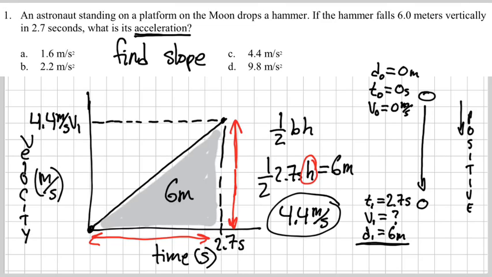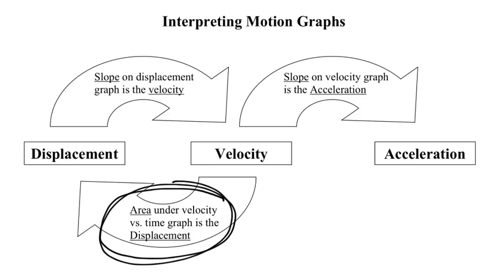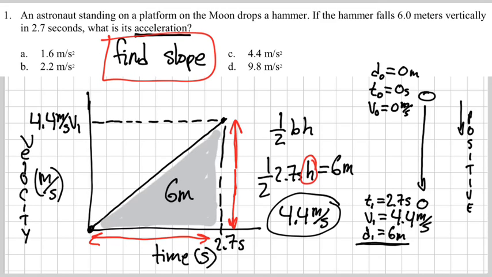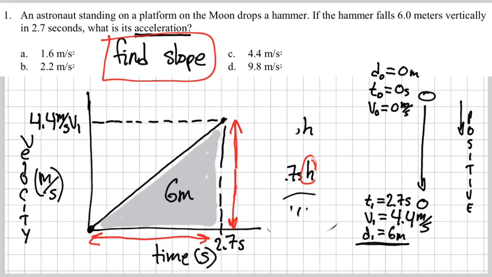That is what our V1 is, 4.4 meters per second. Now, that's just our final velocity, the velocity that we have at V1. This does not tell us what our slope is. Remember, our whole goal is to find the slope, which will give us the acceleration. So, from all the information that I've provided, what is the slope? You should be able to calculate the slope now. Go ahead and do that. Pause the video again.